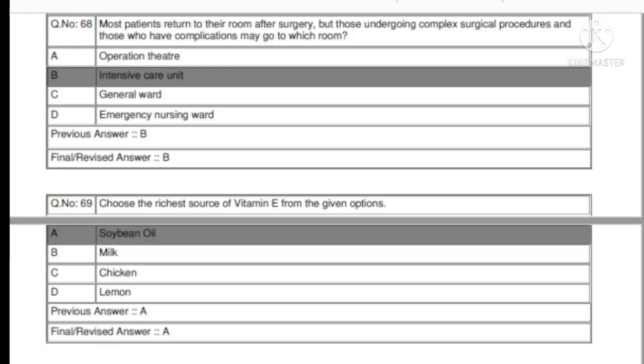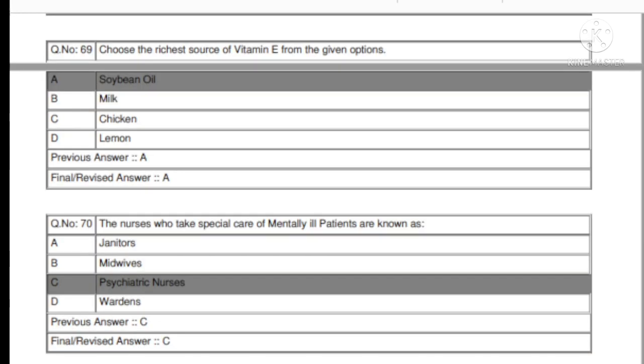Next question, question number 68. Most patients return to their home after surgery, but those undergoing complex surgical procedures and those who have complications may go to which room? It's obvious, if somebody is going for a tumor surgery or some other complex surgery, after the surgery they are shifted to the intensive care unit, not to the operation theatre again or general ward or emergency nursing ward.